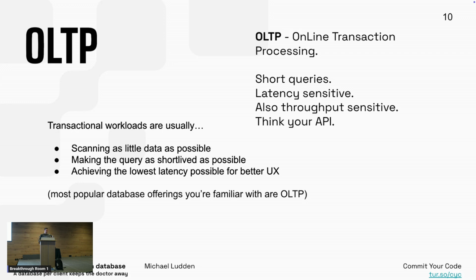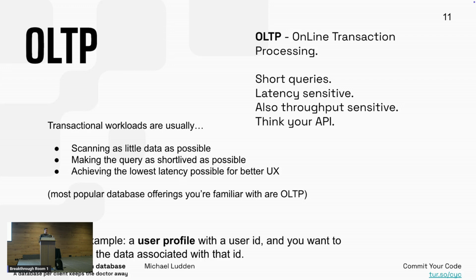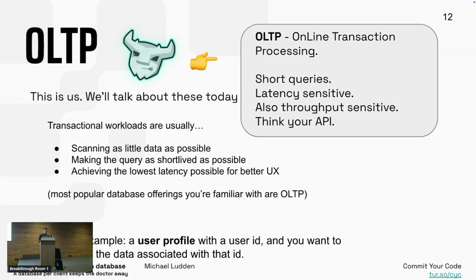If you use a database for anything other than analytics, it's probably OLTP. So most Postgres databases, for example, are OLTP. Think of a user profile with a user ID, and you want to fetch only the data associated with that ID. That's always going to be OLTP. It's never going to be OLAP. If it is, you're doing it wrong. So this is us. This is what Terso does. We're going to talk about these things today and why and how multi-tenancy can actually help you lean into what OLTP is supposed to deliver.